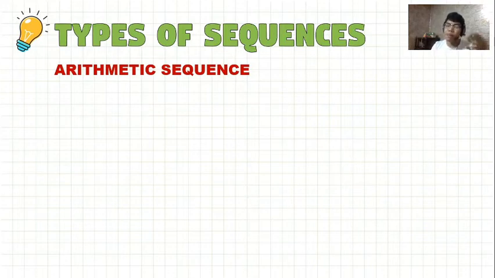Again, finite, merong last term. So, nag-i-end yung sequence natin. Infinite, no last term. So, hindi siya nagsa-stop. Okay, so there are formulas for finite. Meron ring formulas for infinite. And it depends on the type of your sequence. Okay, so first, the first type is arithmetic.